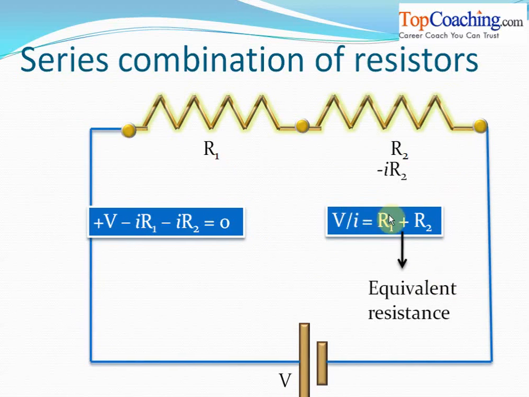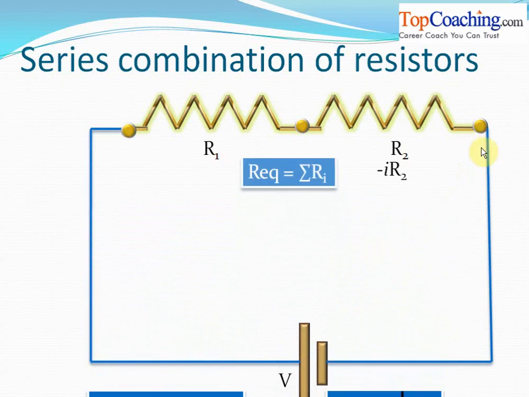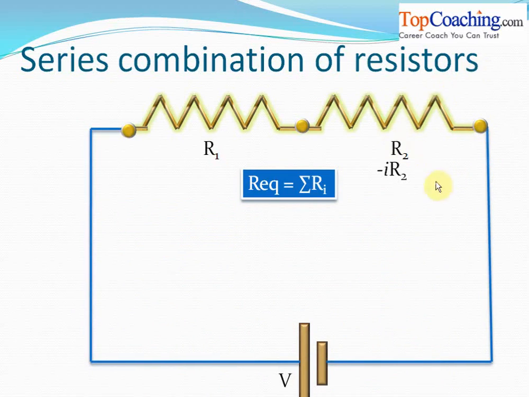resistances in series. In fact, in any series connection of resistances, the net equivalent resistor that can replace all the individual resistances will be equal to sigma Ri. That is, it will be equal to the sum of all the individual resistances. Now, this is a very important formula and you have to remember it, that the net equivalent resistance in case of series connections is the sum of all the individual resistances.